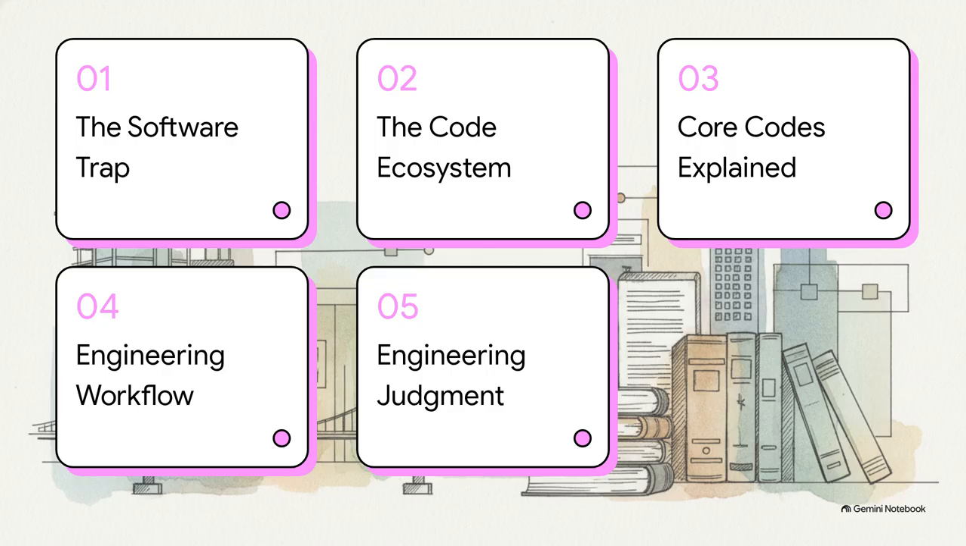Okay, let's dive into this outline and see how we'll get from the basics to mastering engineering judgment. First up, the software trap. Second, the code ecosystem. Third, core codes explained. Fourth, a real-world engineering workflow. And finally, mastering engineering judgment.